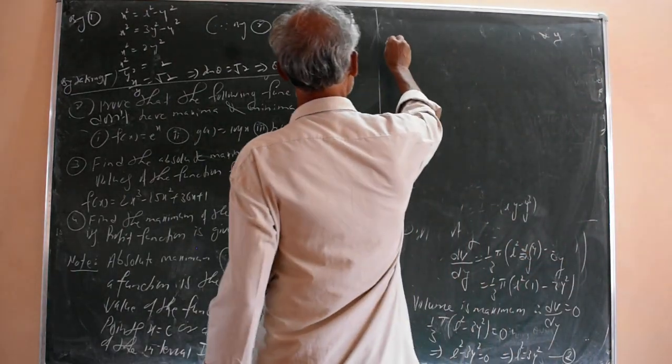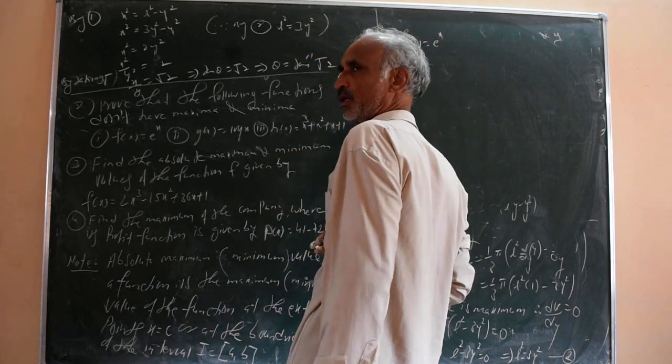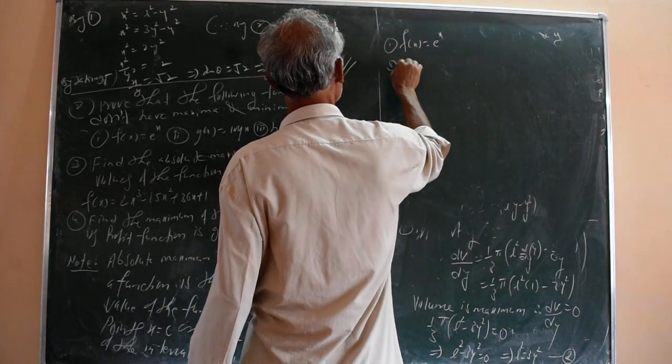First one, f of x is equal to e raised to x. Differentiating with respect to x.